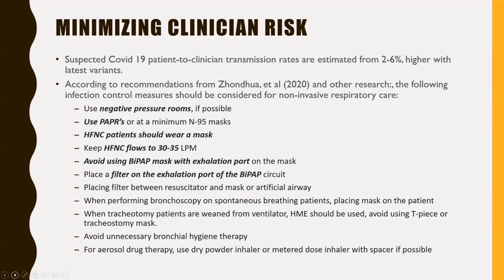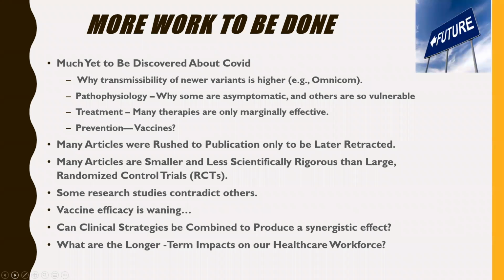High flow patients should wear a mask. Perhaps consider keeping the maximum high flow to 30 to 35. Avoid using a BiPAP mask with an exhalation port on the mask itself; use something you can put a filter on, placing the filter on the exhalation port. We really didn't do a lot of manually ventilating these patients with an AMBU bag. When we did, we put a filter on there, but that was something we discouraged. We put them right on the ventilator to the extent that we possibly could. Some of the other measures are indicated there as well. More work to be done.